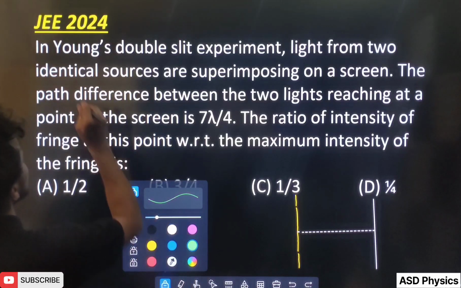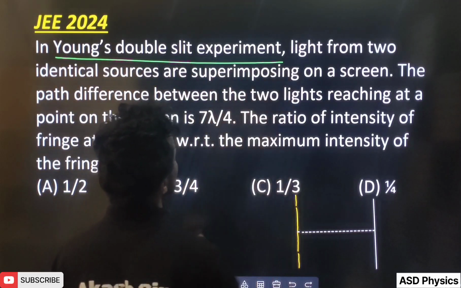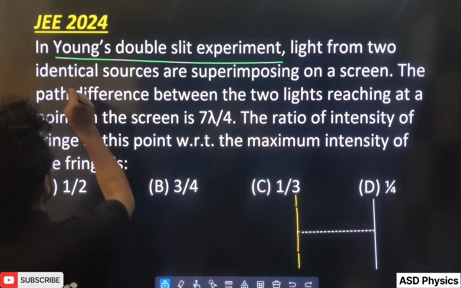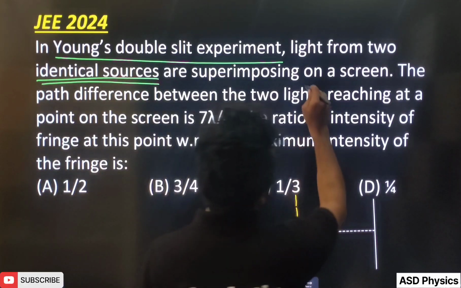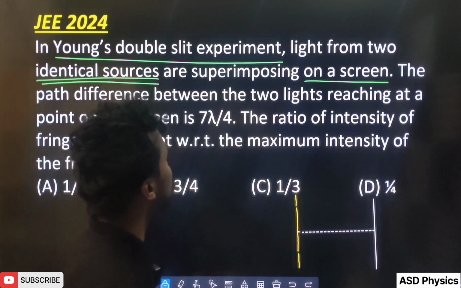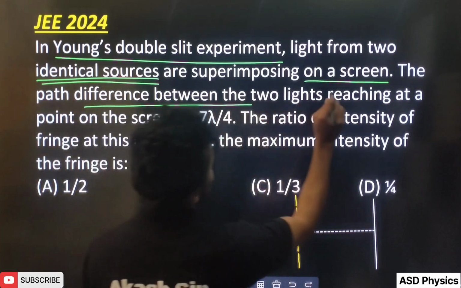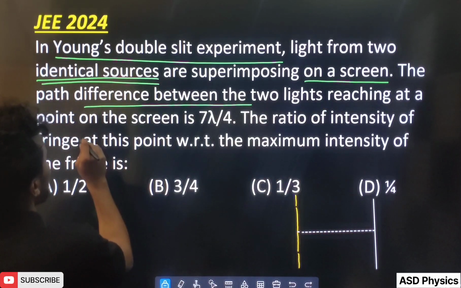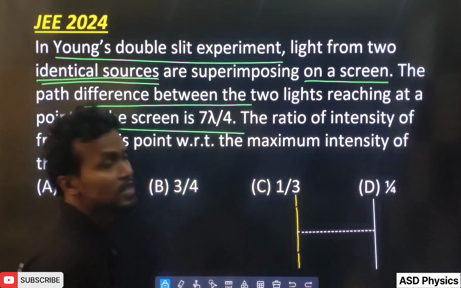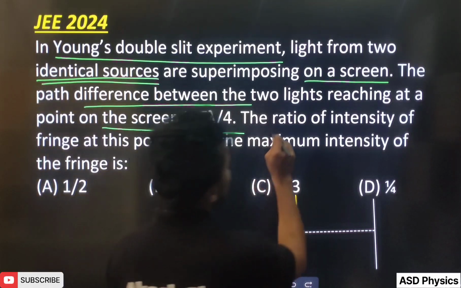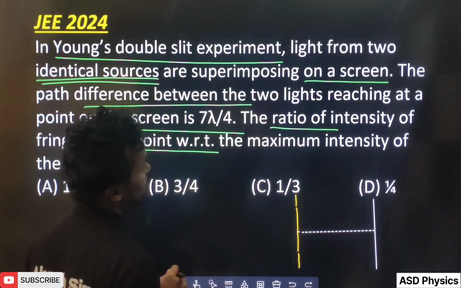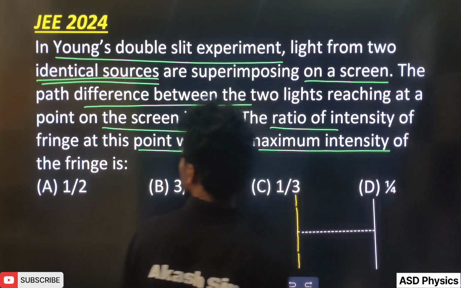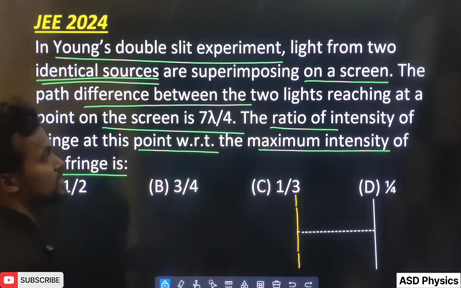The question is: in Young's double slit experiment, light from two identical sources is superimposing on a screen. The path difference between the two lights reaching a point on the screen is 7 lambda by 4. The ratio of intensity of the fringe at this point with respect to the maximum intensity of the fringe is how much?